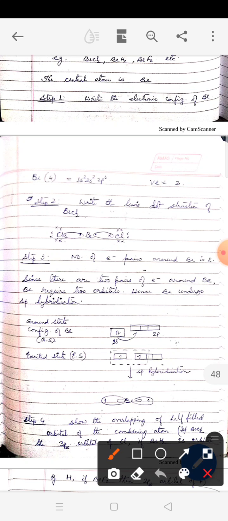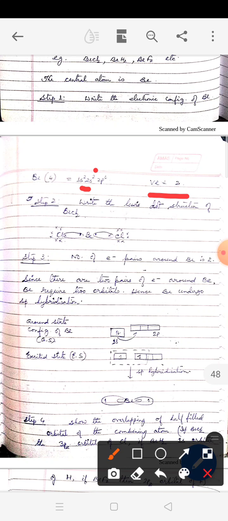The valence electrons means the electrons in the last shell. You can see the last shell is 2 and it is having 2 electrons here. So valence electrons are 2 in number. How many bonds is it forming? Since the formula is BeCl2, you can understand it is forming bonds with 2 chlorines. So 2 electrons are there and both the electrons are used up in forming a bond with chlorine.